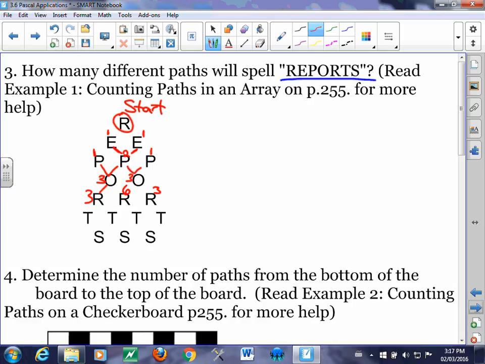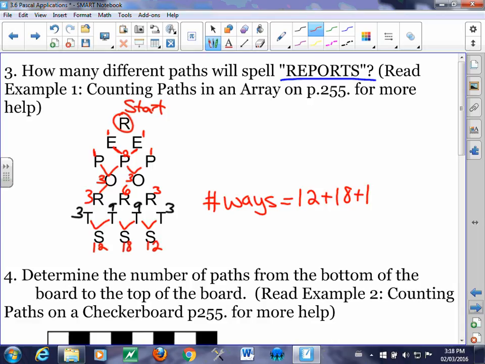Everybody good with that? Now to get to the T's, I'm just changing color so you can see it a bit better. So we've got 3 for the outside T. The inside T's get 9 because you're adding both pathways consecutively going up. And the outside T is 3. Now to finish off, what our S is going to look like. So we're going to have 12 for this one, 18 for this one, and 12 for this one. So the total number of ways that you could write it in this arrangement is 12 plus 18 plus 12, which equals 42 ways.